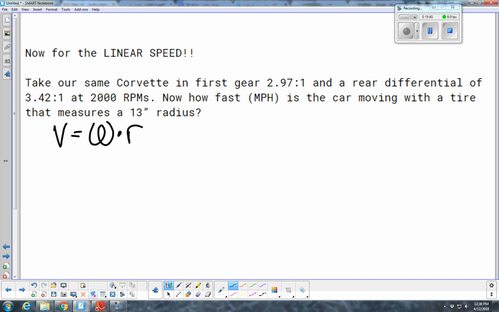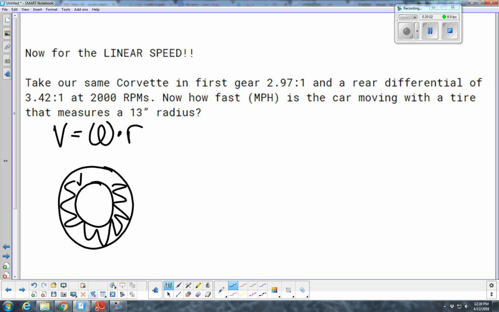I need the radius. Now, there's something important we have to consider here. When we're talking about the radius, we're talking about the radius of the whole tire, right? So let me give you one of my famous drawings. Here's a tire. Isn't that nice? It has treads on it and stuff. The radius is from this point to this point, the outside tread. It is not from here to here. That is not the tread.